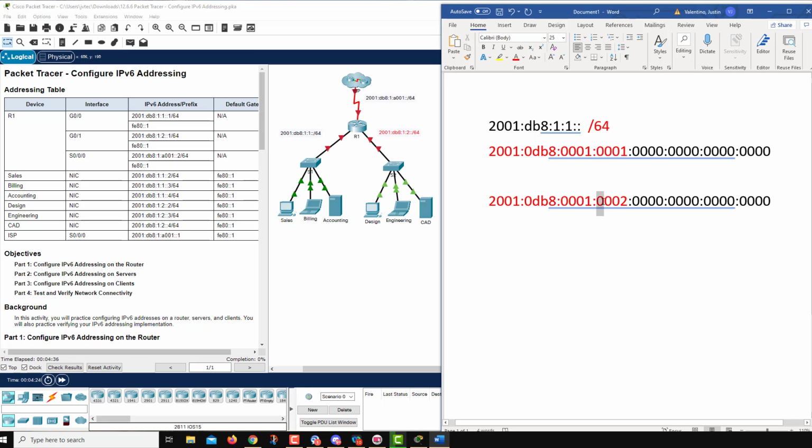And if it was an A here, it'd be a different network. If it was a C here, it'd be a different network. The network portion is unique, which defines a different network. That /64 just tells you how far is the network and all the available host addresses.